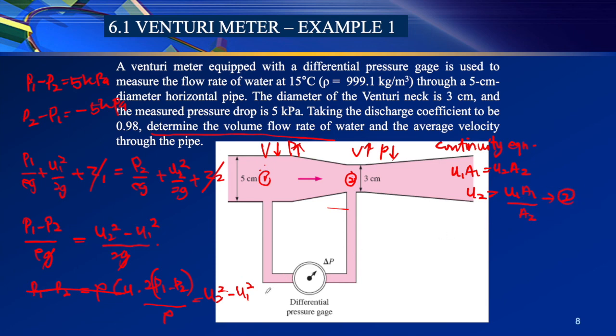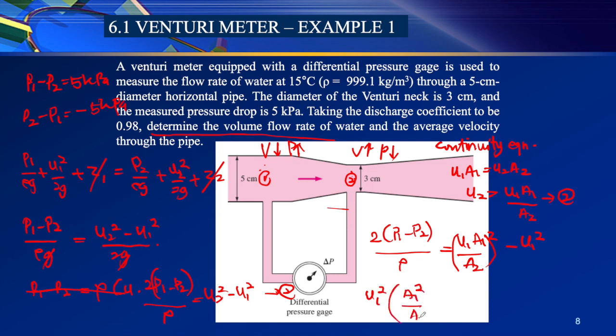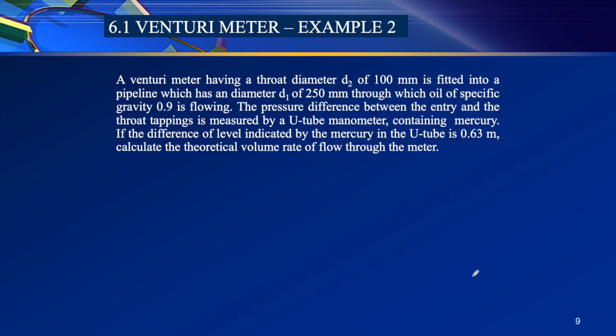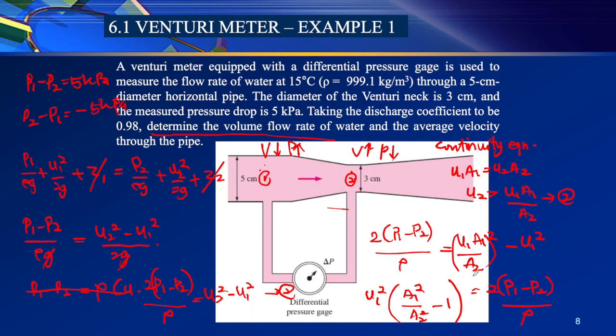So substitute this: put 2 into 1. So 2 times P1 minus P2 over rho equals U1 A1 over A2, and because of the square, you have to square it, minus U1 square. Therefore, you will get U1 square times A1 square over A2 square minus 1. So I factorize this, equal to 2 times P1 minus P2 over rho. So bring this into here, and you will get the equation for U1.